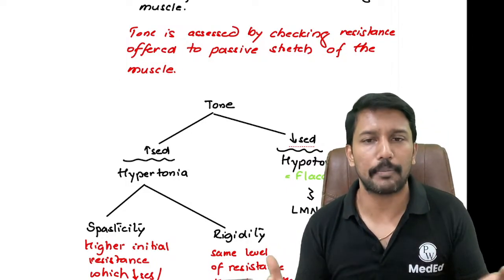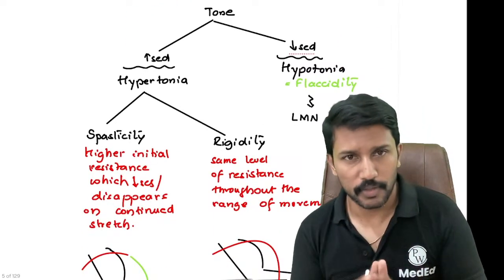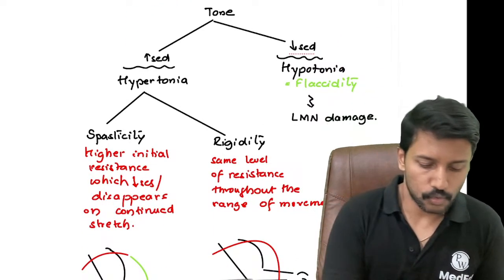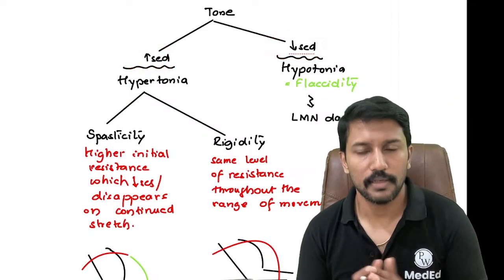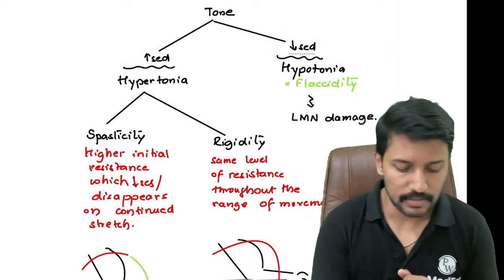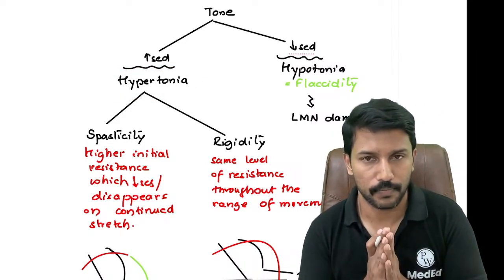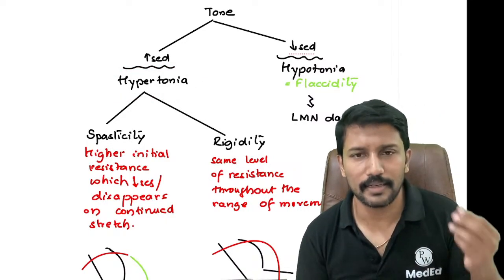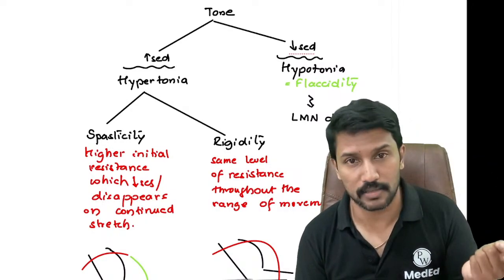Okay. Now what can happen with the tone? As long as there is no pathology, tone will be normal. But in a pathological condition, tone may be either increased or decreased, right? When it is increased, we call it hypertonia. But hypertonia is of two types. I think we have already learned that in upper motor neuron damage, tone will be increased, and I mentioned that we call that spasticity.